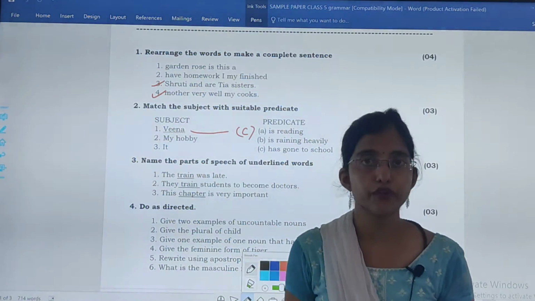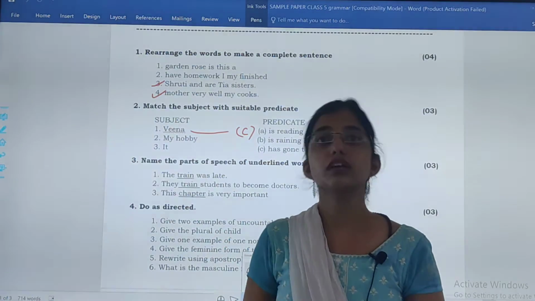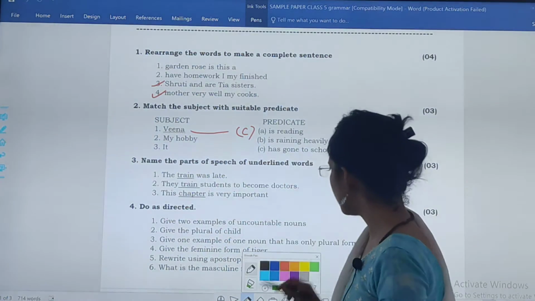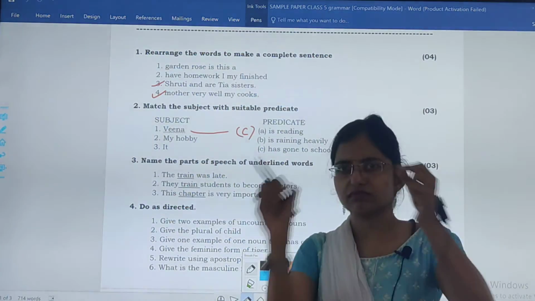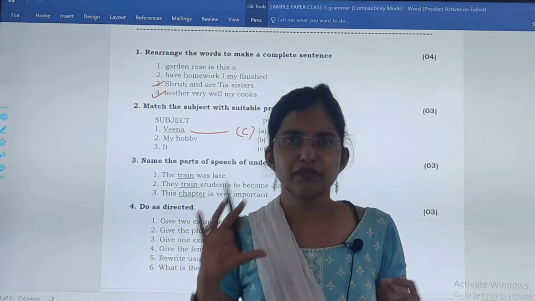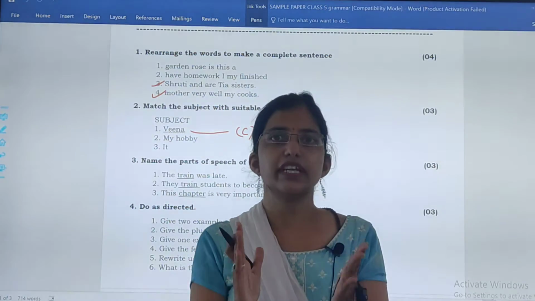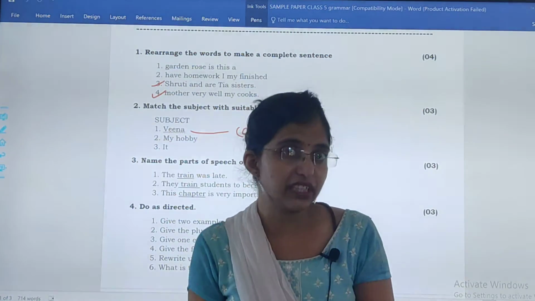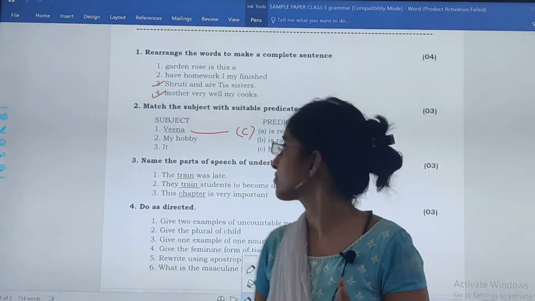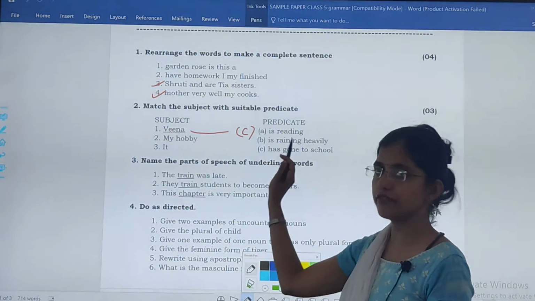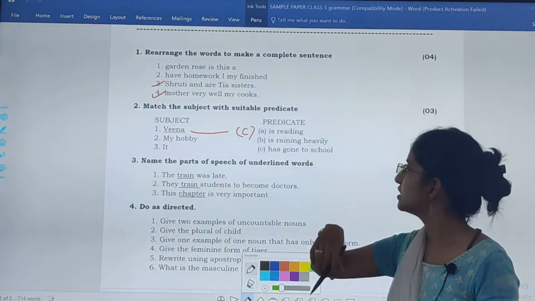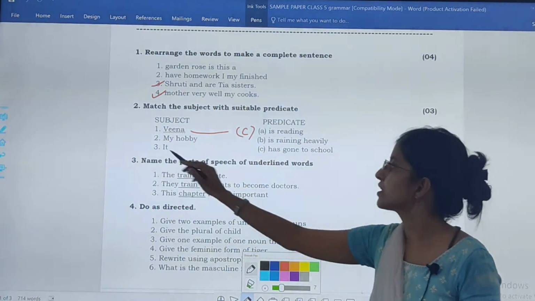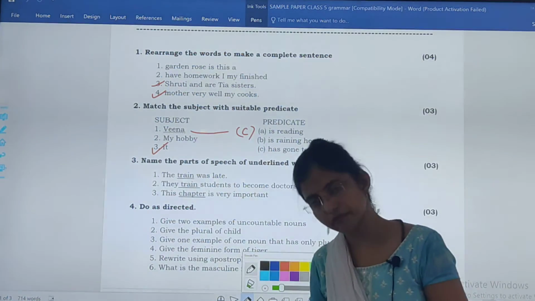And this is how you will write in your answer sheet also. You will not do match like this by putting lines. It creates your work dirty. It makes your work very messy. So don't do this thing. Just write Veena and in front of it write the correct answer. My hobby is reading. C is your homework.